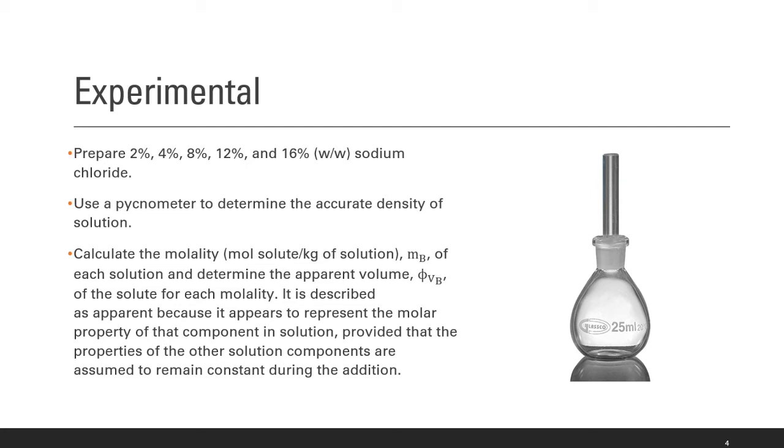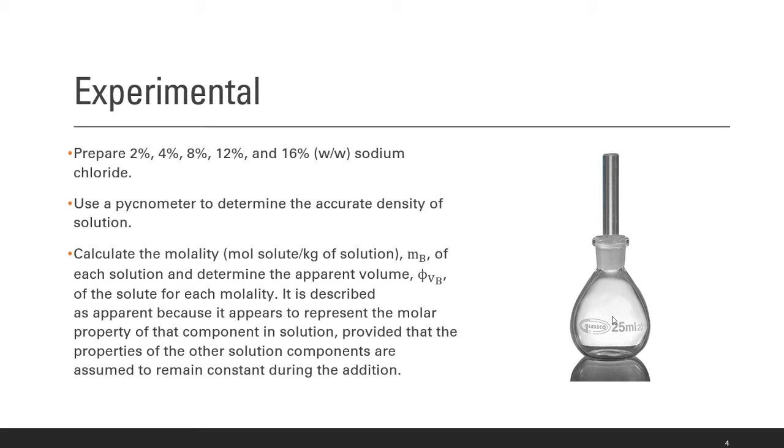Okay, so this is a pycnometer, which is used to measure accurately the density of a solution. Before you can use it to measure the density of sodium chloride solution, you first have to determine the volume of the pycnometer. Although you'll be using a 25 ml pycnometer, you can't just trust the label here. You need to accurately measure the volume.